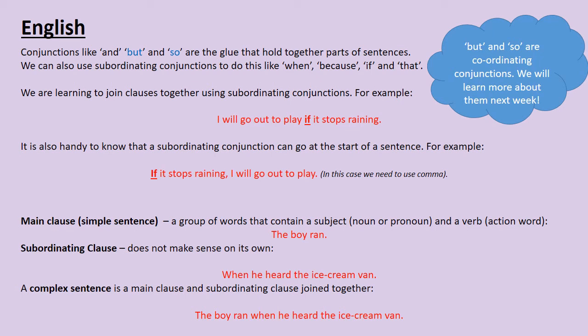Your home learning sheet has got lots of different activities for you to have a go at, joining some clauses together with subordinating conjunctions. Have a go at writing some of your own sentences, and try to include your spellings in those sentences. As an extra challenge, it'd be really good to see if you can put your subordinating conjunction at the start of a sentence, not just in the middle. But remember, if you do that, you do need to use a comma. Okay?